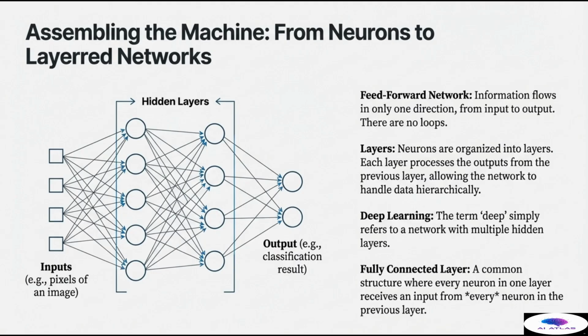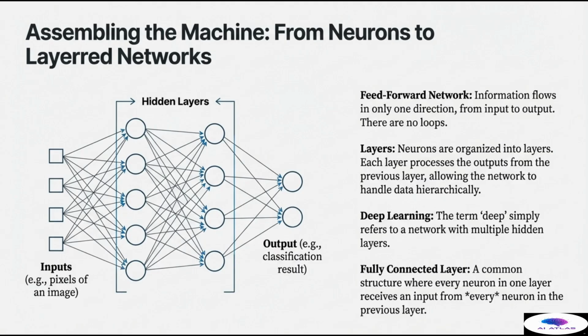These structures are defined by layers, where neurons are organized sequentially. The input layer receives raw data, such as the pixels of an image. The hidden layers process the outputs from the previous layer. This layered approach is vital because it allows the network to handle data hierarchically. Each layer learns more abstract, higher-level features from the representations built by the layer before it, leading to powerful pattern recognition capabilities. The term deep learning simply refers to a neural network that contains multiple hidden layers.